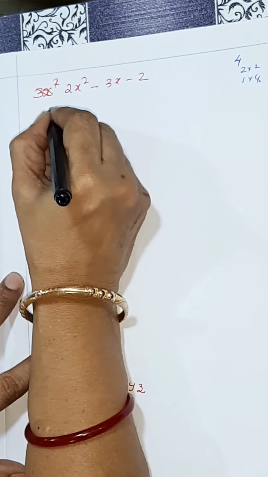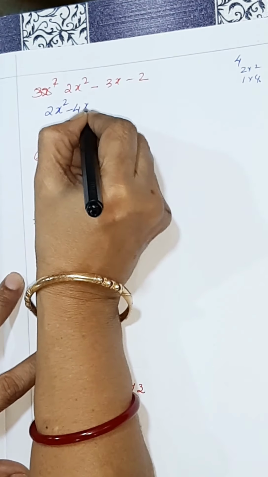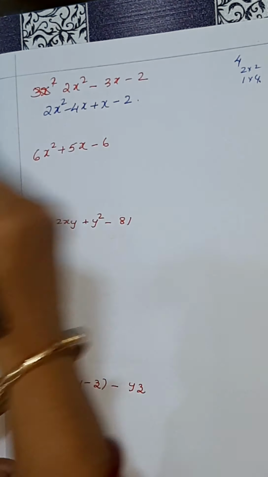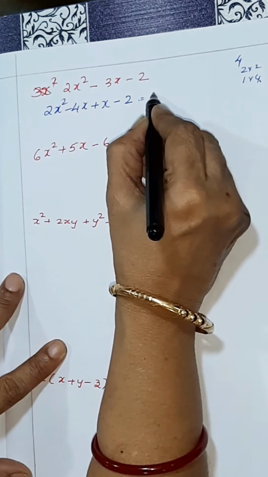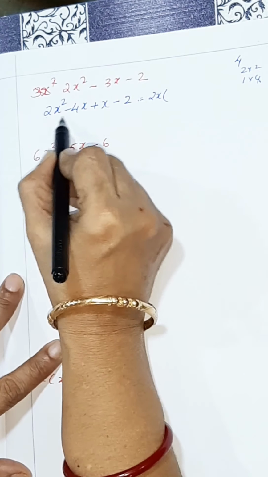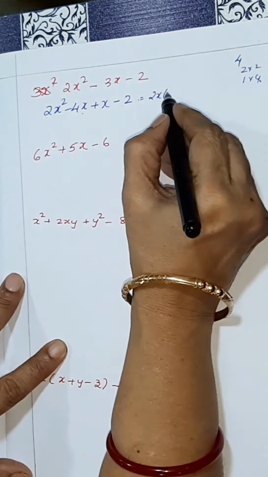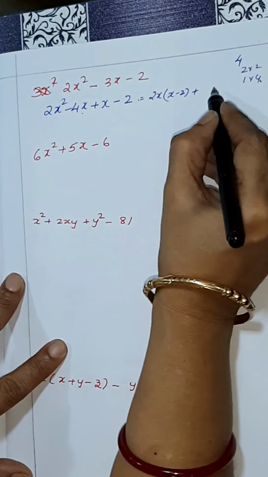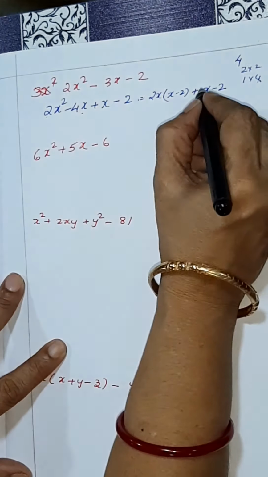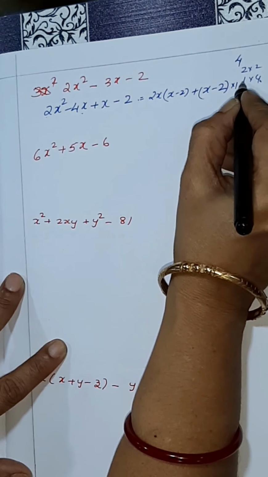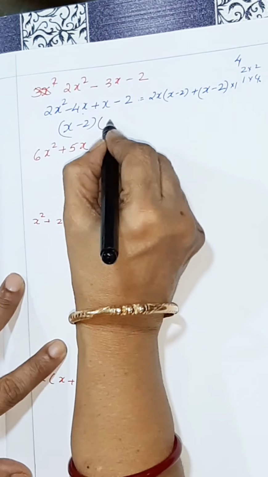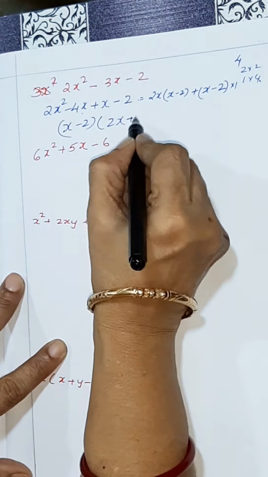plus x. So 2x squared minus 4x then plus x minus 2. So this you can write as 2x into, take the common factor from these two terms. So 2x into x minus 2 plus x minus 2. So we have now x minus 2 as the common. So x minus 2 into 1, actually it is 1 into 1. So x minus 2 is common, taken out. So you are left with 2x and here 1.